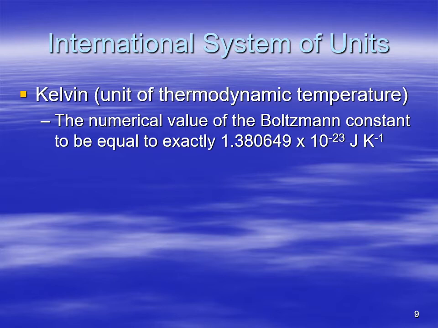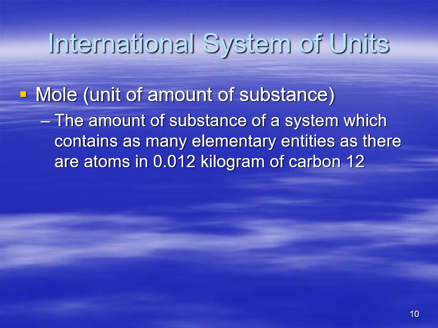The Kelvin. The Kelvin is based on another constant. It's the numerical value of the Boltzmann constant to be equal to exactly 1.380649 times 10 to the minus 23rd joules per Kelvin. Yep, joules per Kelvin. The mole, amount of substance of a system which contains as many elementary entities as there are in 0.012 kilograms of carbon-12.